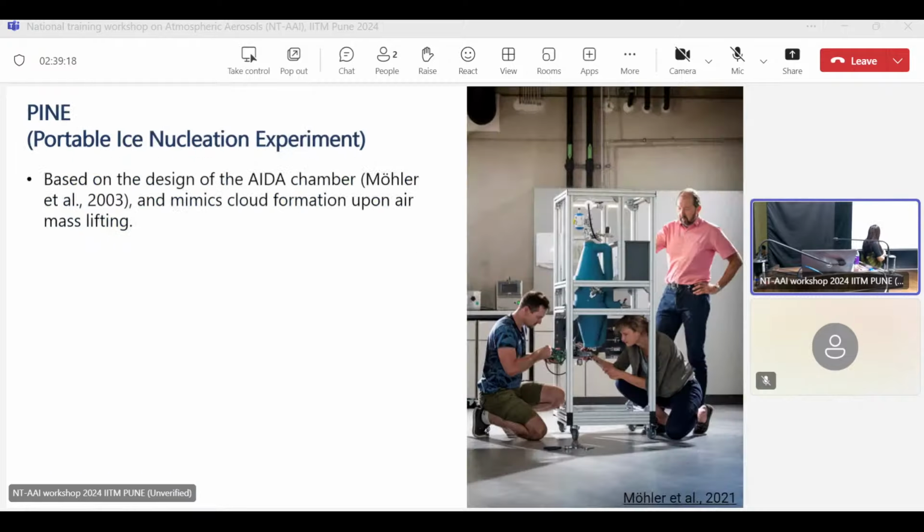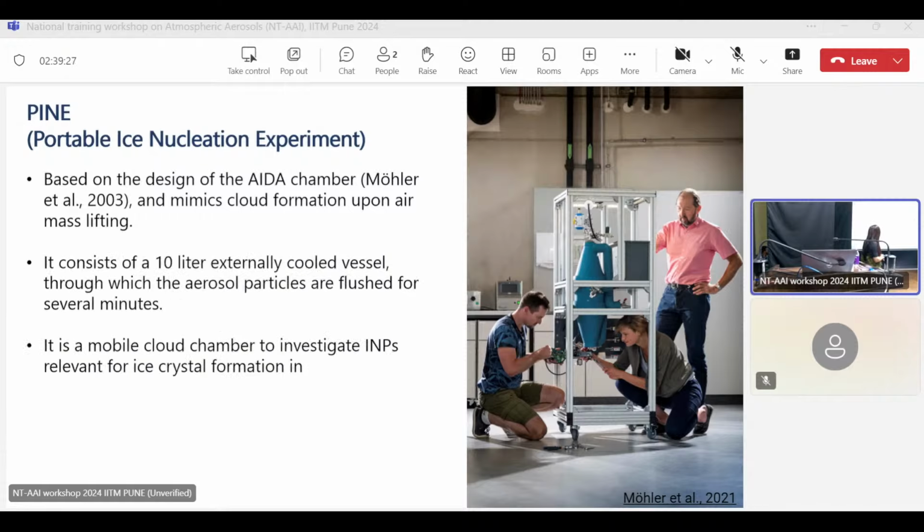And of course, the rare ones. Then another is FINE, which is called the Portable Ice Nucleation Experiment, based on the design of the IDA chamber, and it mimics cloud formation upon air mass lifting.